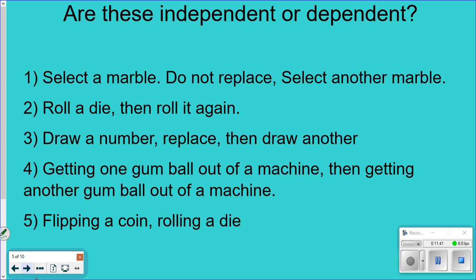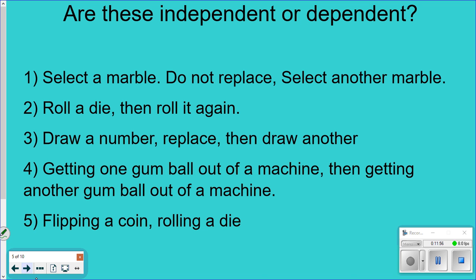Dependent says you... what do you think? Dependent says you do not. You don't replace, you don't put it back. So that's going to change how many marbles you have that second time, right? If I have 10 marbles in there, I pick one out, I'm not putting it back, how many do I have? I have 9. So, yep, dependent.